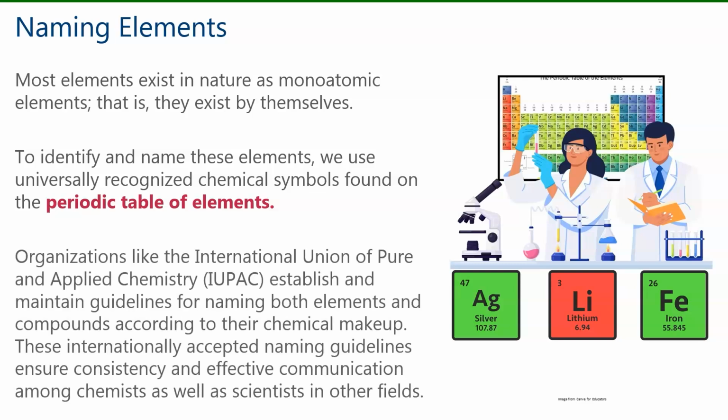Organizations like the International Union of Pure and Applied Chemistry, abbreviated IUPAC, establish and maintain guidelines for naming both elements and compounds according to their chemical makeup. These internationally accepted naming guidelines ensure consistency and effective communication among chemists as well as scientists in other fields.